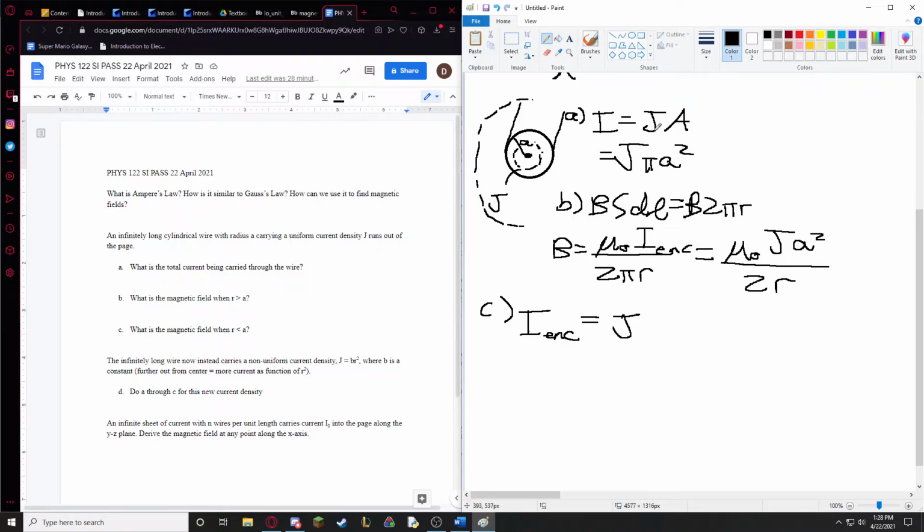It's J times our cross-sectional area. In this case, our cross-sectional area, instead of being the entire wire, pi A squared, is just our smaller pi R squared. J pi R squared. And then it's just the exact same thing. We take this enclosed current and plug it into our simplified Ampere's law. Dang it! I meant R. I said A. I meant R.